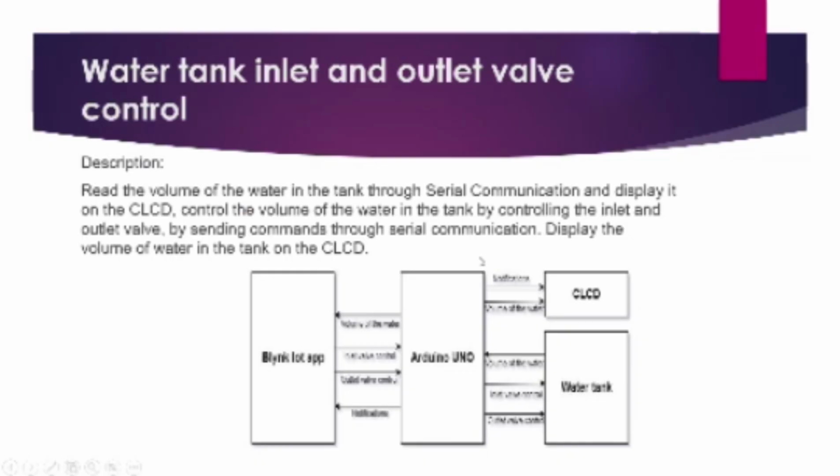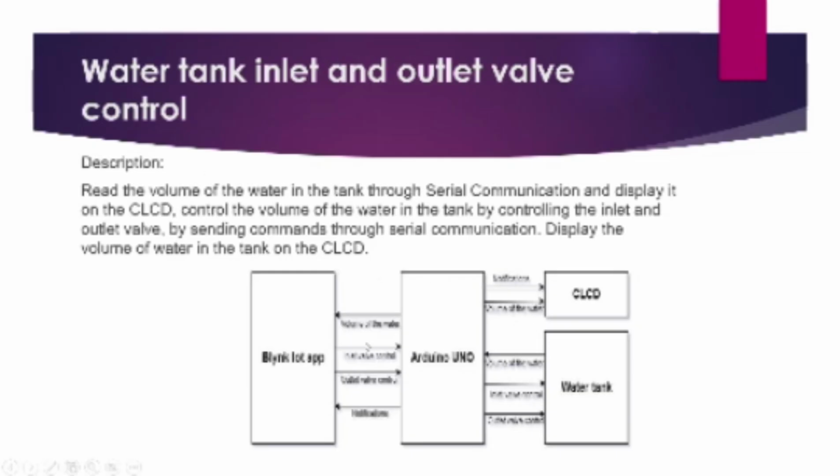Next, the third part is the water tank inlet and outlet valve control. What it does is read the volume of water in the tank through serial communication and display it on the CLCD. It controls the volume of water in the tank by controlling the inlet and outlet valves by sending commands through serial communication. This displays the volume of water in the tank on the CLCD.